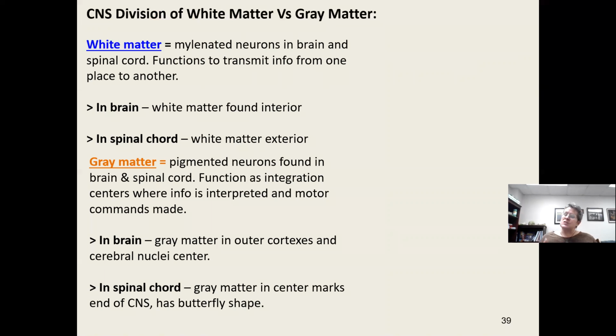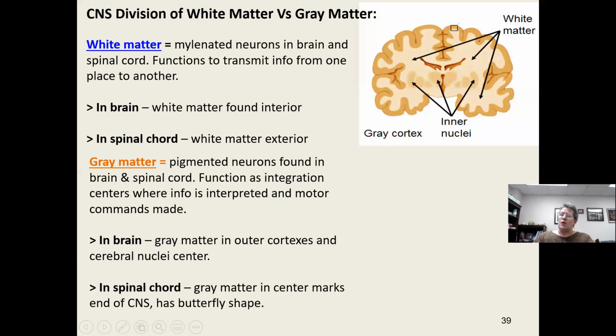Now, those neurons are pigmented, and that's why they're called gray matter. Okay. So, if we compare where gray matter and white matter is found in the brain versus the spinal cord, you'll find it's arranged differently. So let's look at an image of gray matter and white matter in the brain.